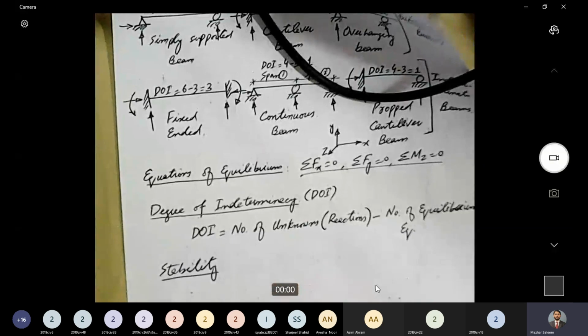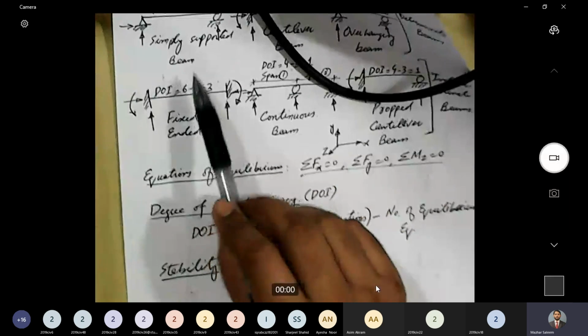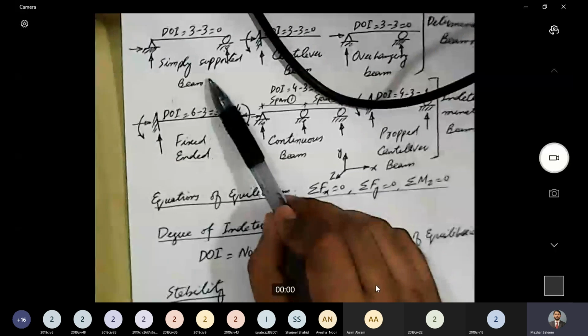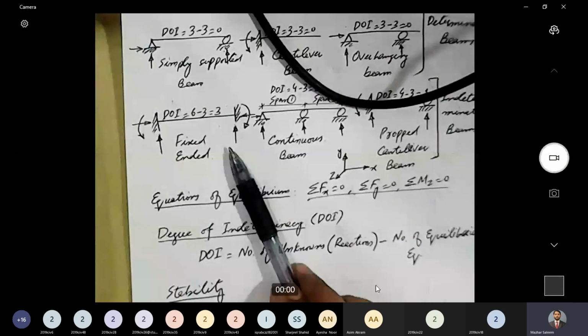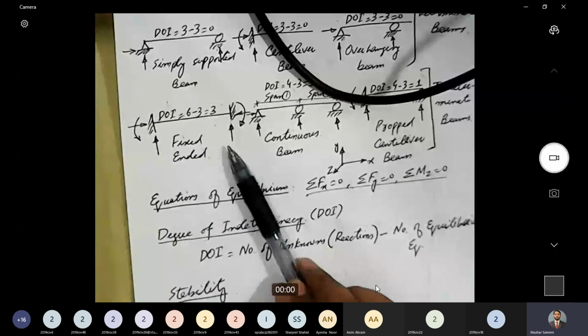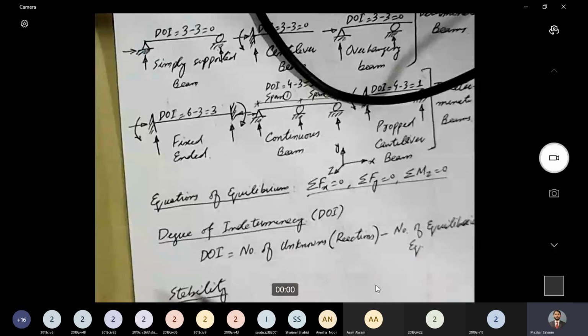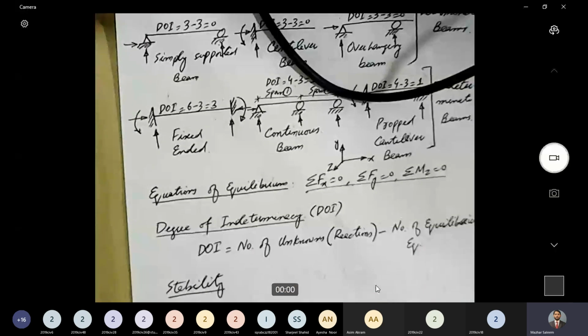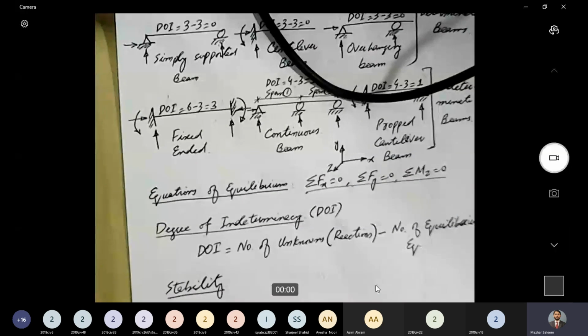So when we analyze the beam, we check the stability as well, that the beam should be stable. If it is determinate, it means it is easier to analyze. If it's indeterminate, it means it is hard to analyze, but that's fine. But if a beam is unstable, it means that is an unsafe beam. We don't want our structure to be unstable. We want to make stable structures. So instability is a bad thing. Otherwise, indeterminacy is not a bad thing.